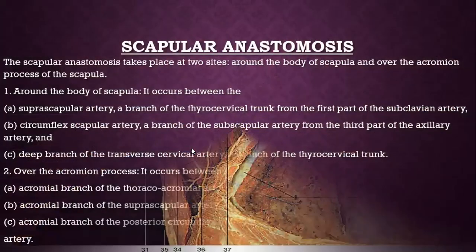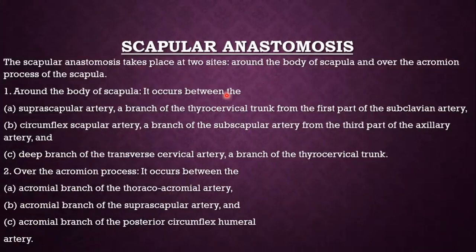Okay. Now, scapular anastomosis. The scapular anastomosis usually takes place at two sites, around the body of the scapula and over the acromial process of the scapula. The arteries involved around the body of the scapula include the suprascapular artery, a branch from the thyrocervical trunk from the first part of the subclavian artery, and the circumflex scapular artery, a branch from the subscapular artery from the third part of the axillary artery. We also have the deep branch of the transverse cervical artery, which is also a branch from the thyrocervical trunk. The thyrocervical trunk is a branch from the first part of the subclavian artery.